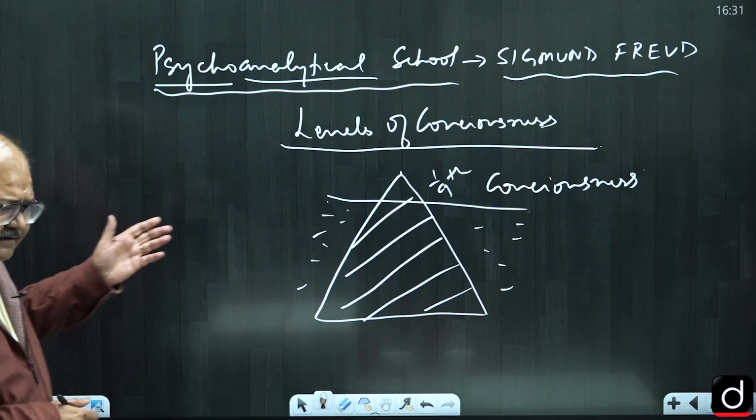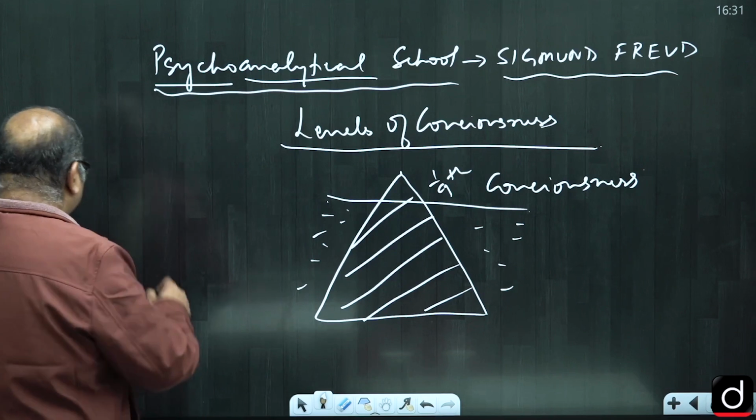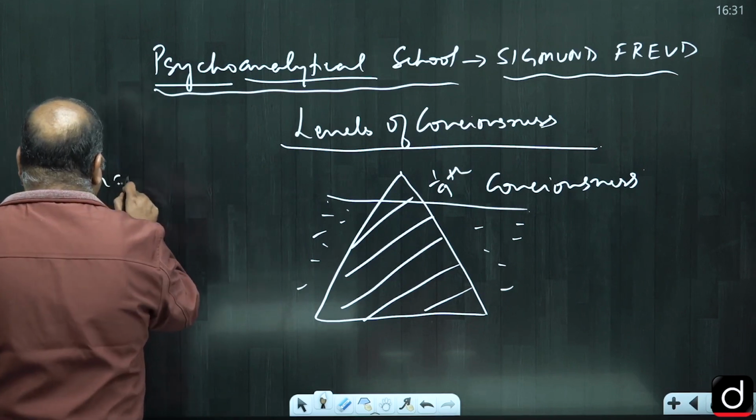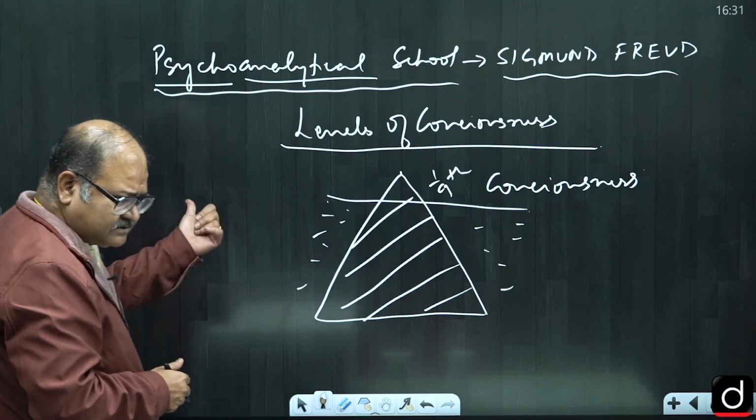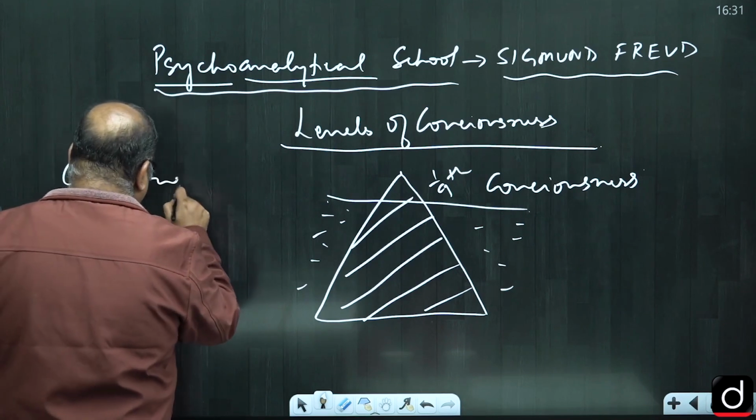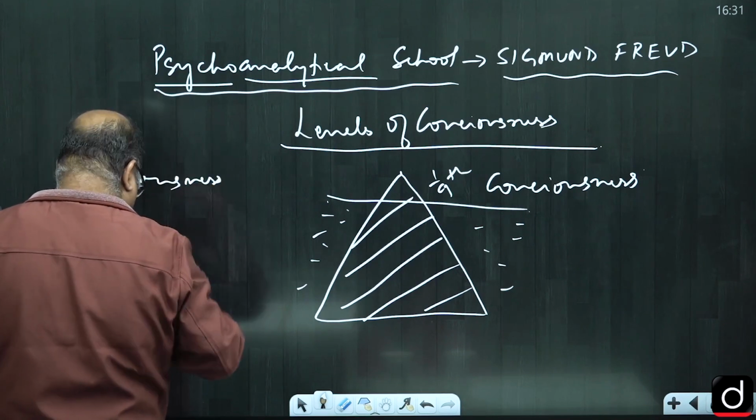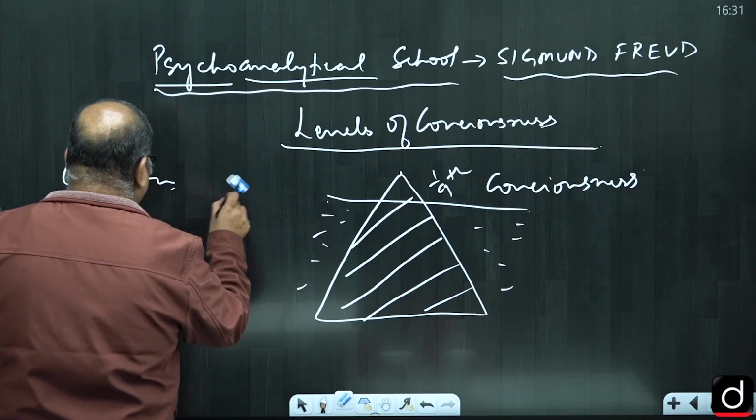So we will learn about the levels of consciousness. Just for your understanding, I am giving a briefing. Because when we start personality, we will explain it there. At the top is consciousness, or conscious. Okay?